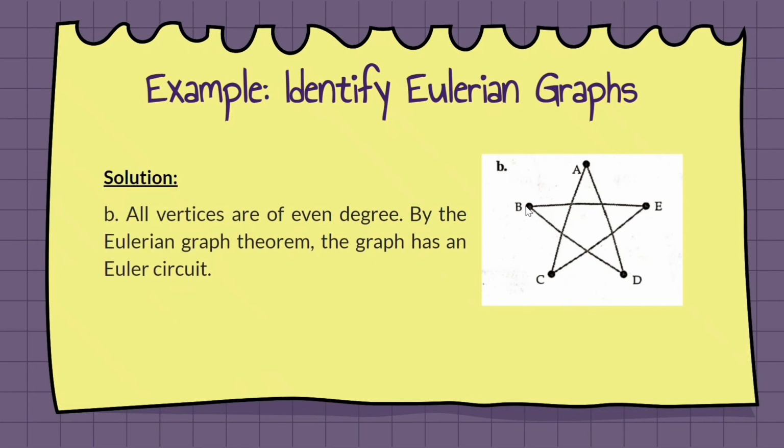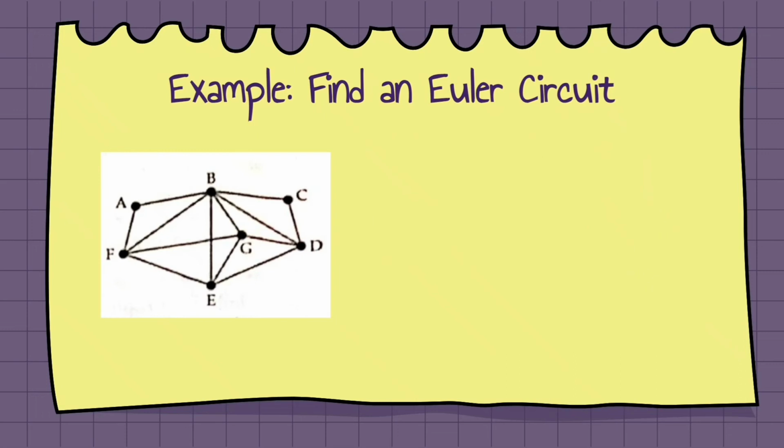So all vertices are of even degree. So by the Eulerian graph theorem, the graph has an Euler circuit. The Eulerian graph theorem guarantees that when all vertices of a graph have an even degree, an Euler circuit exists, but it does not tell us how to find one. Because the graphs we will examine here are relatively small, we can rely on trial and error to find Euler circuits. Okay, so let's have this example, finding an Euler circuit.